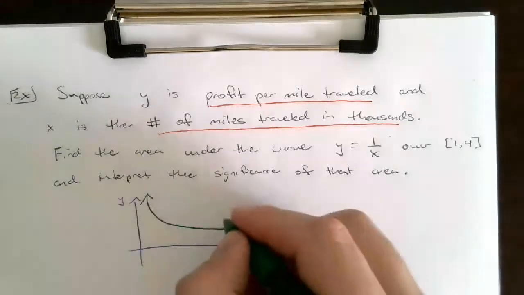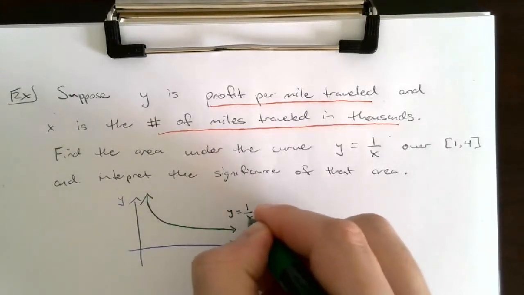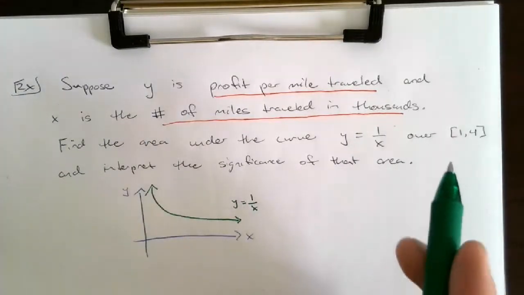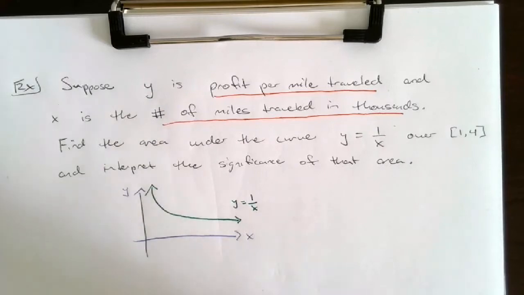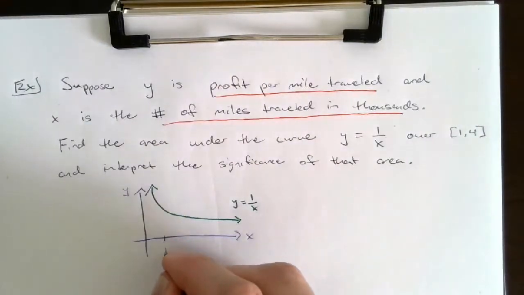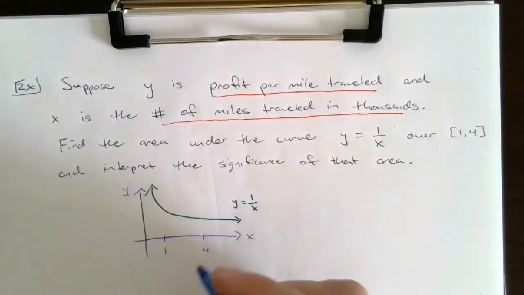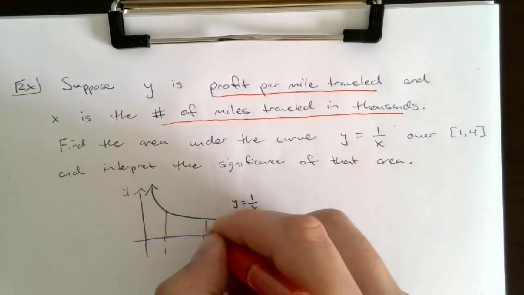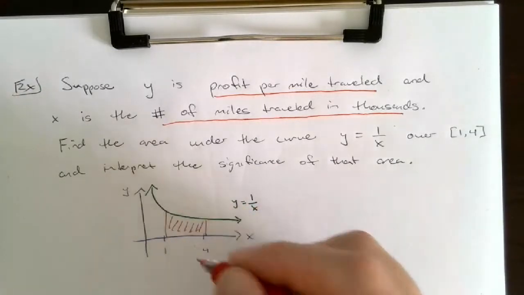What we're looking at is y equals 1 over x, and this is for positive values of x. I'm really not worried about what happens when x becomes negative because x is miles traveled. What I want to find is the area under the curve from 1 to 4. So if 1 was here and 4 was here, I'm trying to find this area here.